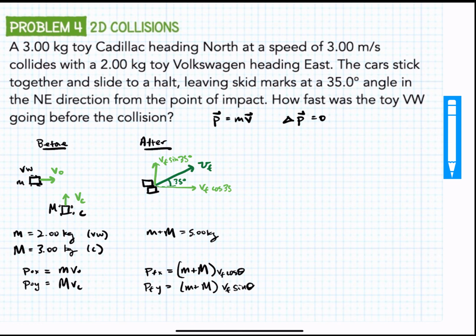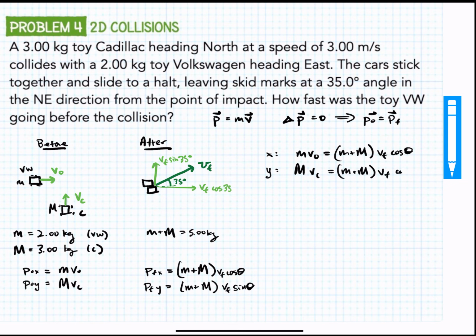So now, if we want to say our change in momentum is 0, that's the same as saying momentum initial equals momentum final, but these are vectors. So we do this for the x. In the x direction, we have m v naught is equal to m plus M v final cosine theta. And then in the y direction, we have big M V Cadillac is equal to m plus M v final sine theta.